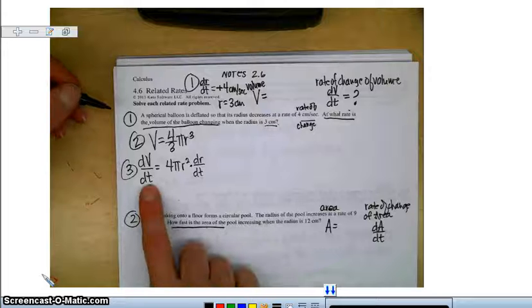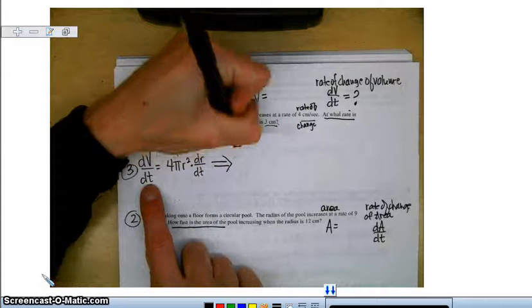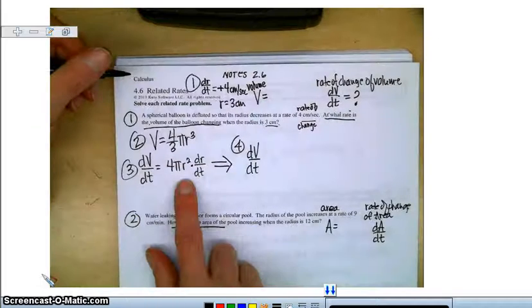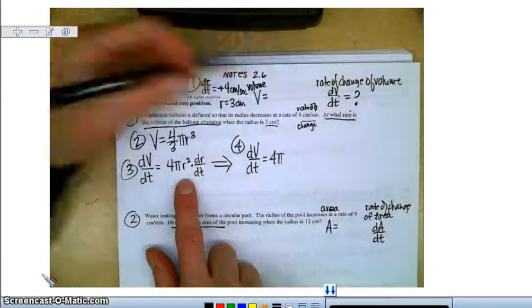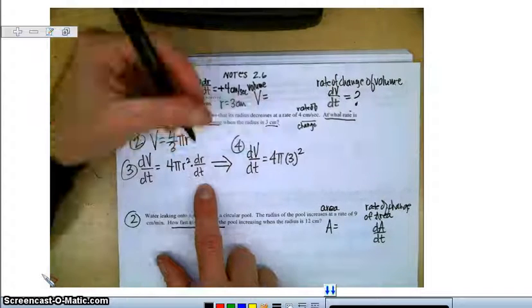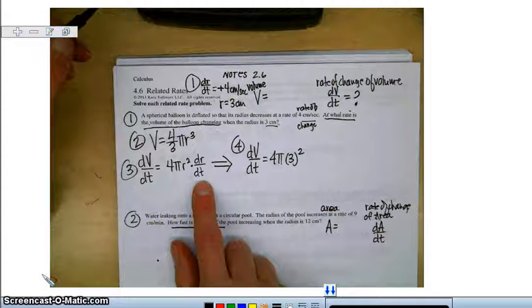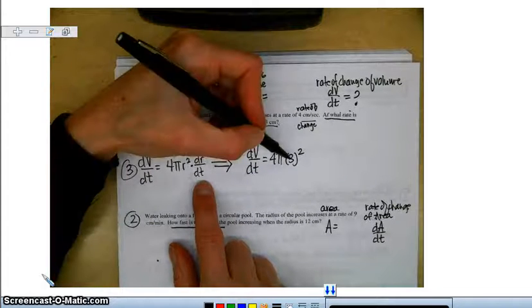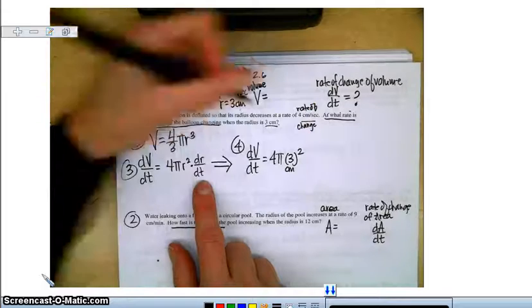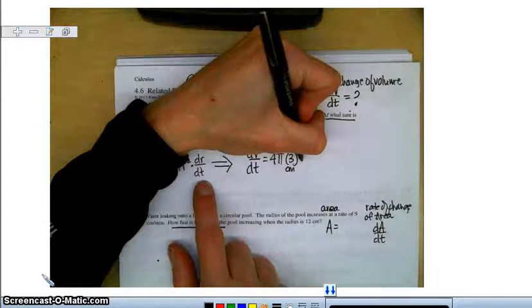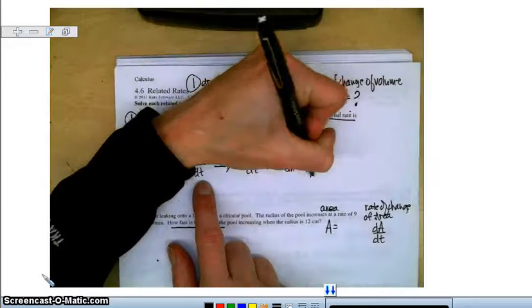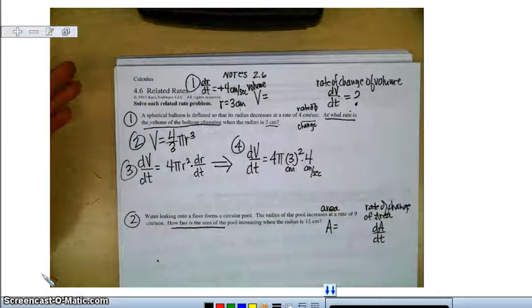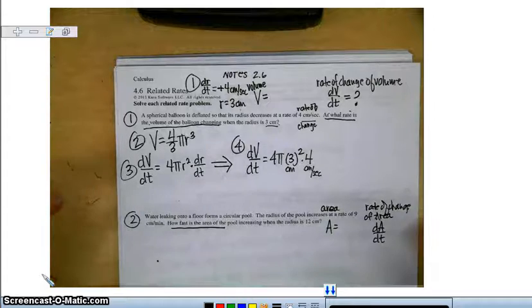So I'm looking for dv over dt. Now I'm on step 4, plugging in what I know. I do not know dv over dt. I do know r. What's r? So 3 squared. And I do know dr over dt is 4. Now I'm going to do you a favor. The label on 3 is centimeters, so I want to make note of that. And when I put 4 in, the label on 4 is centimeters per second. That'll help us figure out what label we need on our answer, because without a label, your answers are wrong.